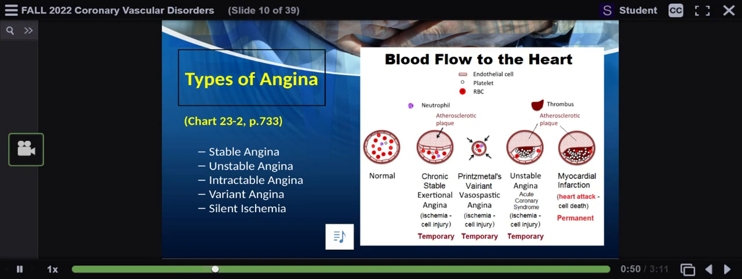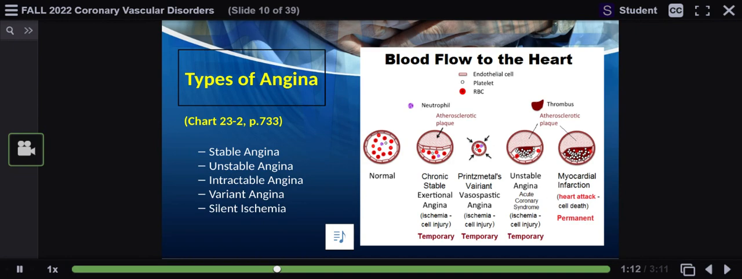The medication that we give for angina, the drug of choice, is nitrates or nitroglycerin. These are potent vasodilators. They dilate the coronary arteries, thereby improving the oxygen-rich blood flow to the heart, and then prevent and stop the chest pain. Okay, those are stable angina.